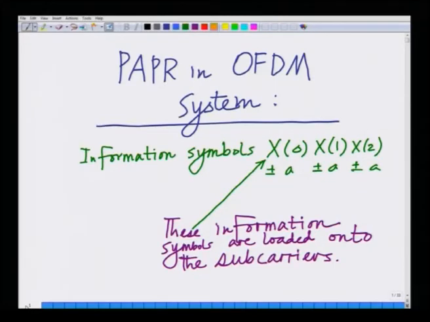Welcome to another lecture in the course on 3G, 4G wireless communication systems. In the last lecture, we had looked at the PAPR problem in OFDM systems, that is the peak to average power ratio problem in OFDM systems.